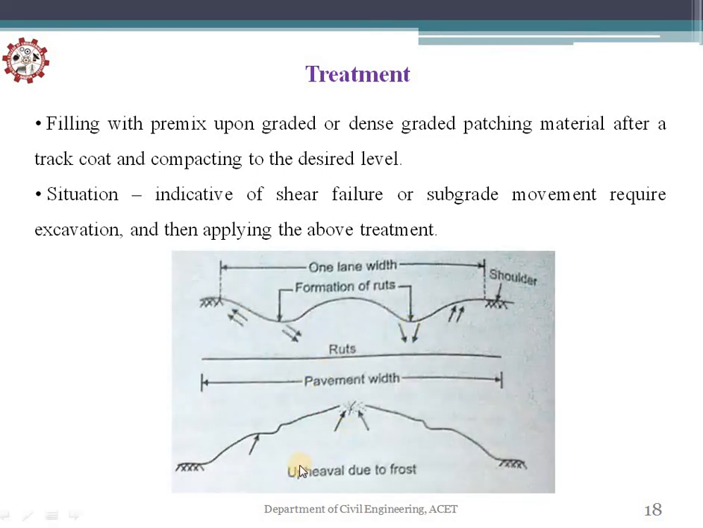So first is this upheaval due to thrust. Ruts are developed, these are the undulations formed, and again the level is restored by filling all this on the tack coat. So this is how all the things are done with rut filling.